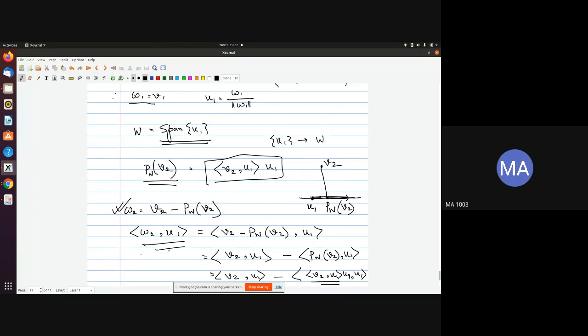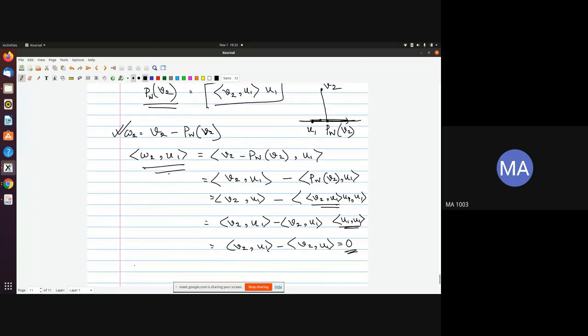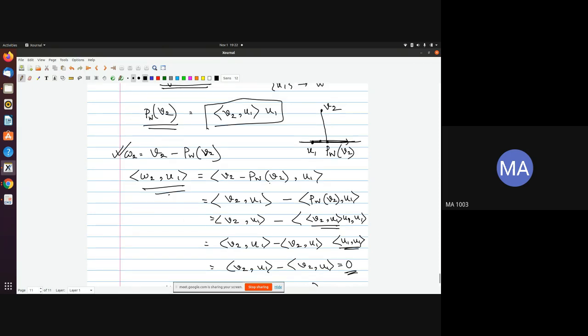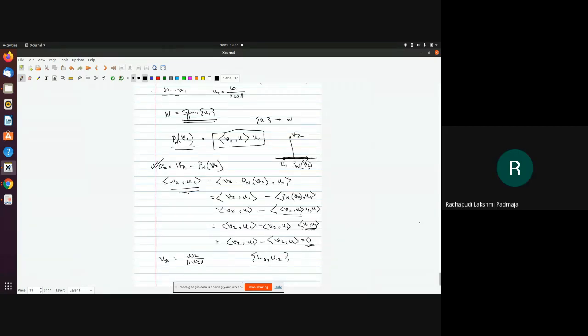Now if we divide W2 by its norm, I call it U2. If I consider U1, U2, that will be an orthonormal set, which we got from V1 and V2. Is it clear? Is this question clear to everyone? Yes, sir. Imagine this a little.